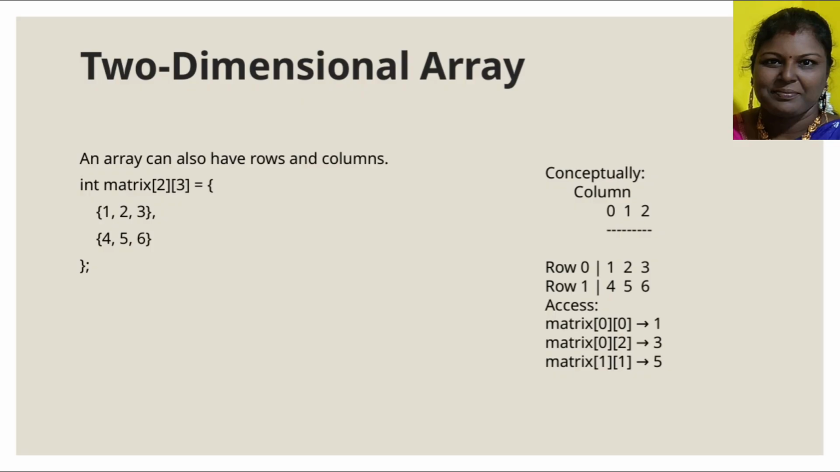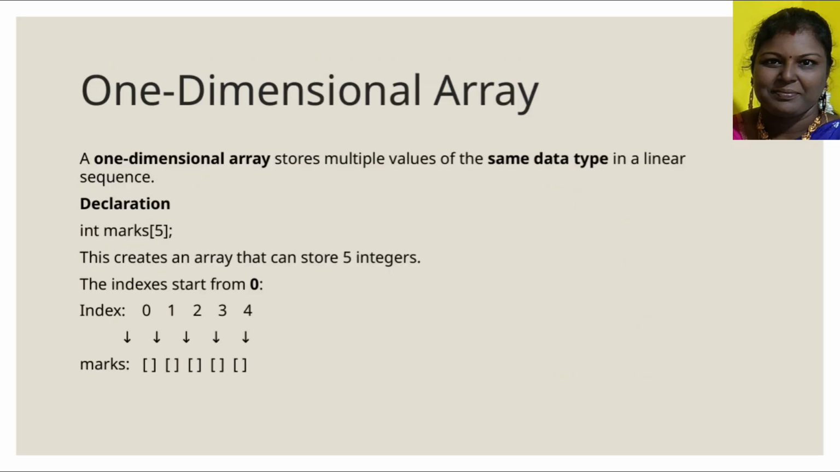Let's talk about one-dimensional arrays. They're a way to store multiple values of the same type, lined up in a row. For example, when we declare an array like this, int marks[5] with 5 elements, we're setting aside space for 5 integers. The key thing to remember is that indexing starts at 0.